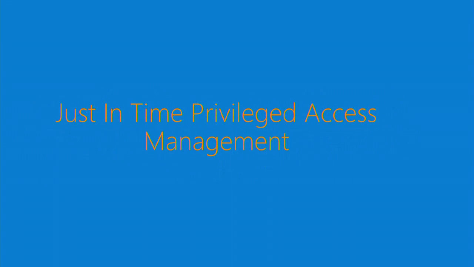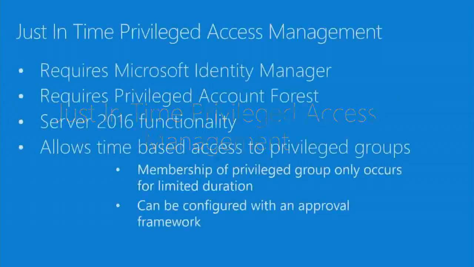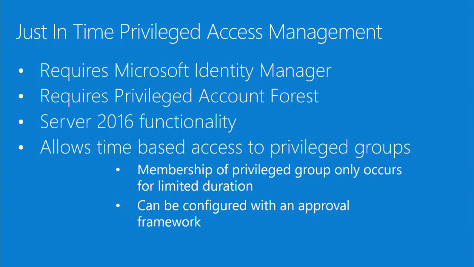Now, I want to talk about a new technology that's going to be available in Server 2016, and this is called just-in-time privileged access management. They haven't settled on the name entirely. The way it works is it requires Microsoft Identity Manager, it requires Server 2016, and it requires what's called a privileged account forest. Now, when you have this in place, rather than there being a privileged account that's always a privileged account, you create temporary privileged accounts so that an account has temporarily elevated privileges to perform a privileged function, and there's a whole workflow behind it.